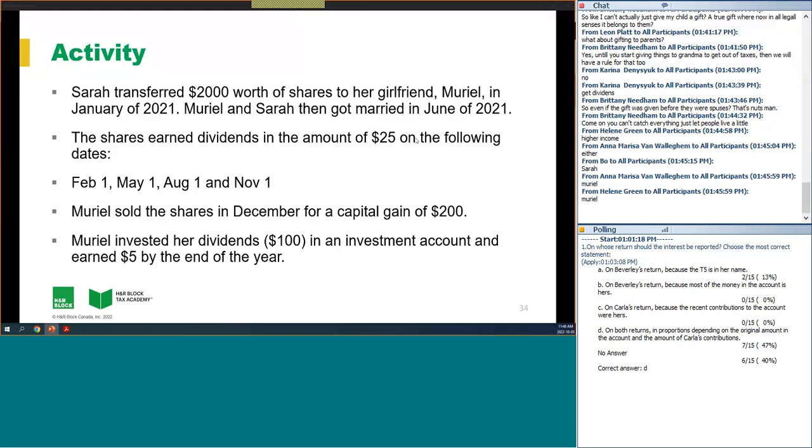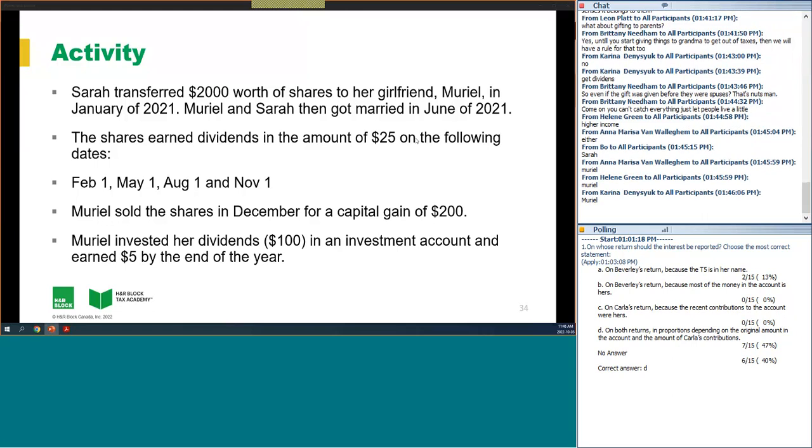Muriel can do whatever she wants with that money. She is responsible for what she does with that money. She could have bought a lottery ticket. She could have bought a really expensive purse. She invested it. The investment income is hers. There you go. You have example number 1.